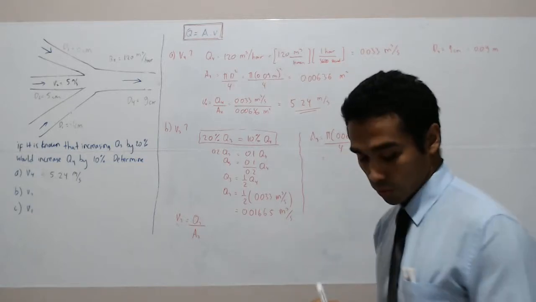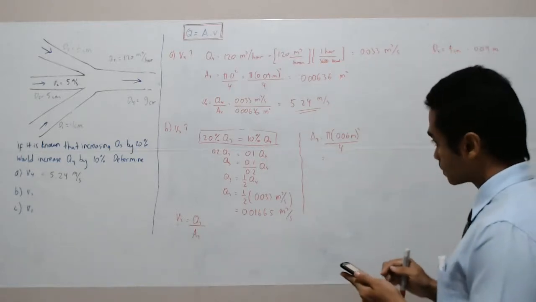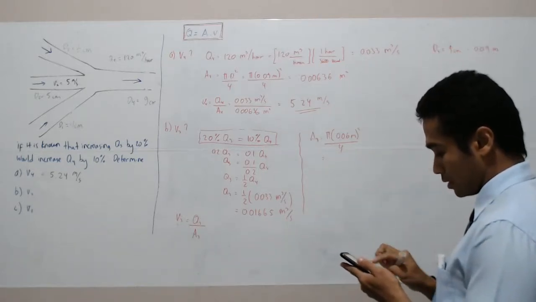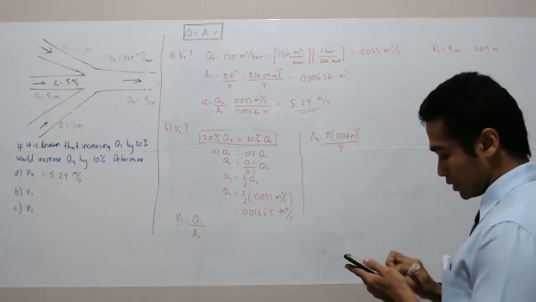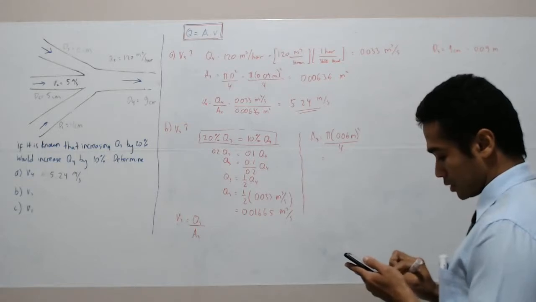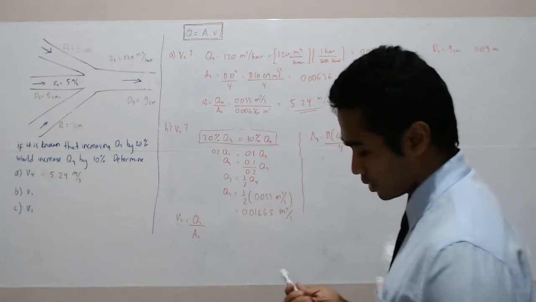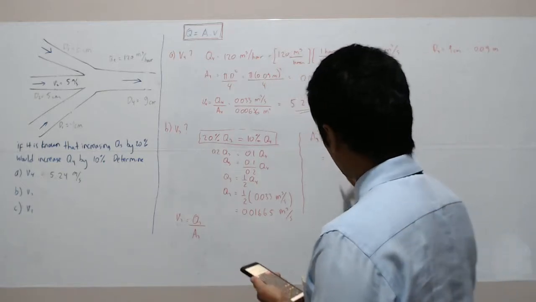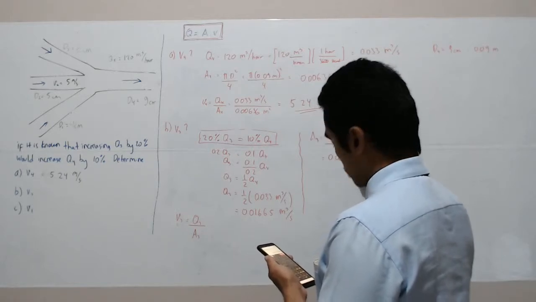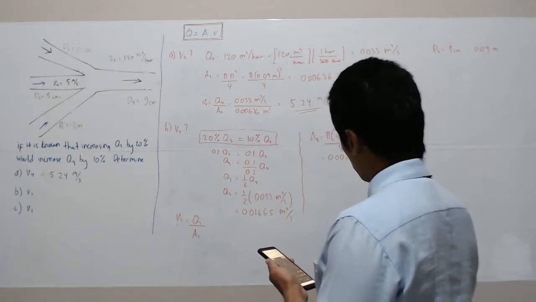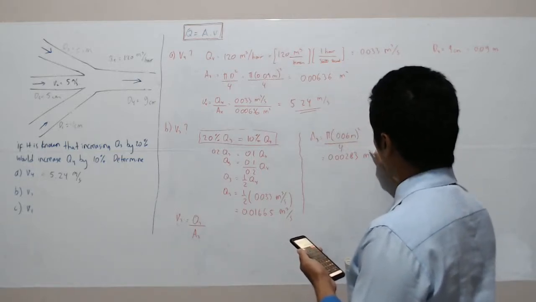Equal to pi times 0.06 squared divided by 4. This is 0.00283 square meters.